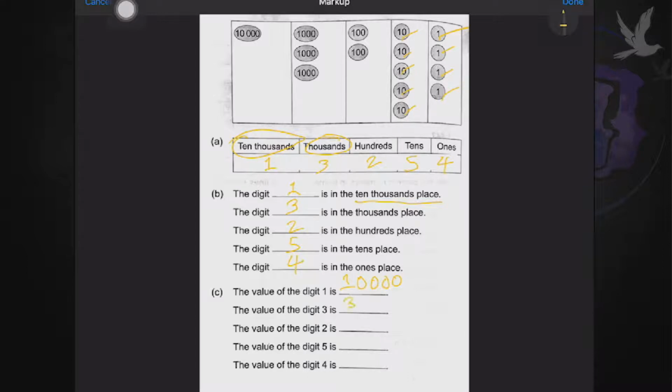So next, the value of the digit 3, since 3 falls under the thousands place, that's equivalent to 3,000. And the value of 2, the digit 2 falls under the hundreds, so it should be 200. The value of the digit 5 falls under tens, which means you skip count that by 10. So that's 10, 20, 30, 40, 50. And the value of 4 is in the ones, so it should only be 4 alone. Okay?